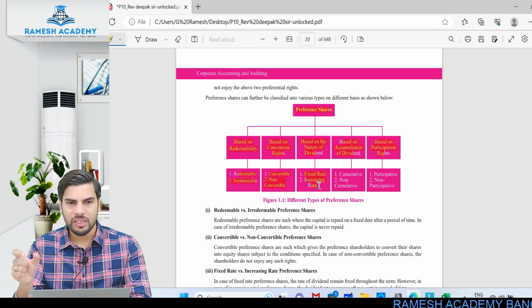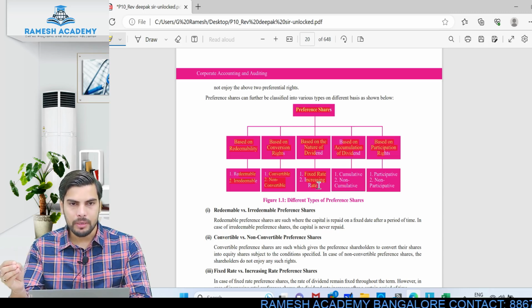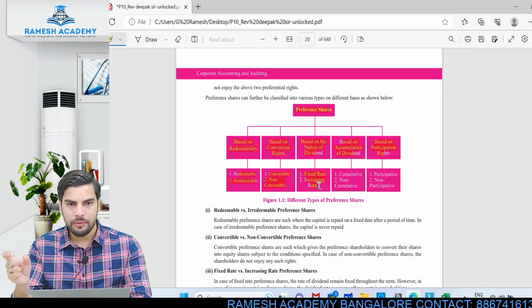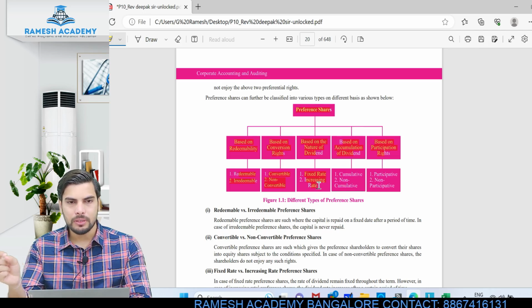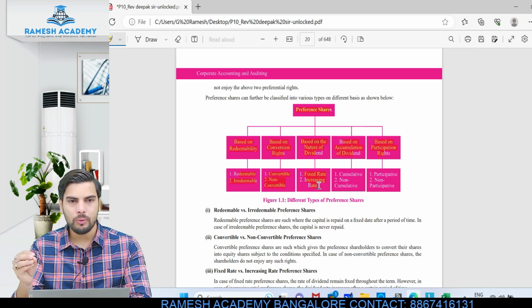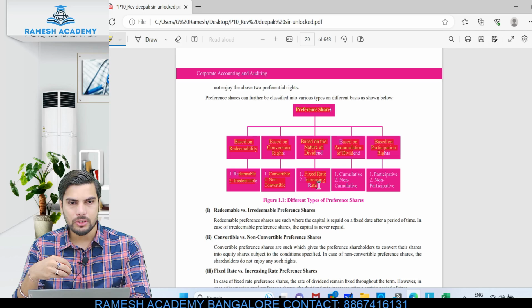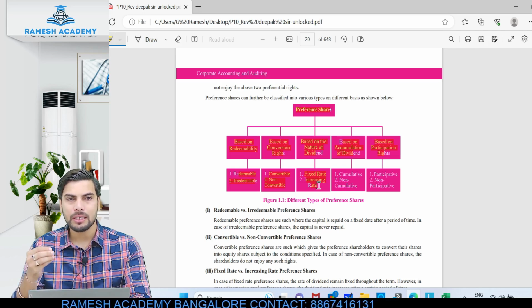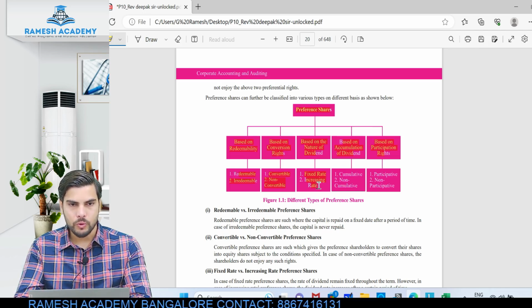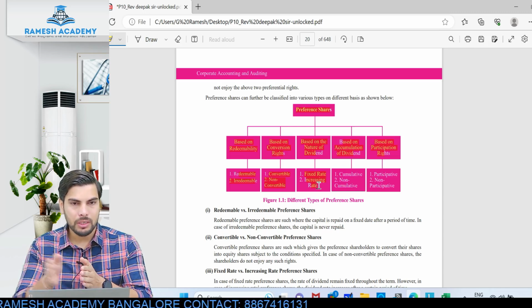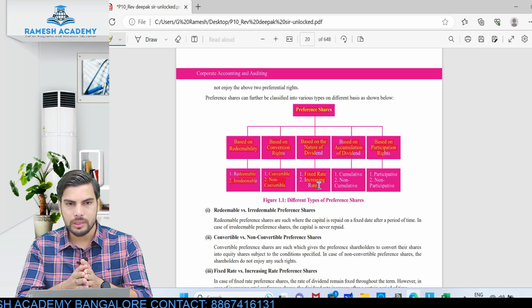When it comes to fixed rate, as the very name suggests, they'll be entitled to get some fixed amount of dividend irrespective of the profit I make. Now let's say a fixed dividend preference share, a 10% preference share. You guys would have heard about this, right? Any preference share will be prefixed by some percentage. Now what does that percentage represent? That percentage represents the dividend which we are supposed to pay. 10% preference shares, 12% preference shares, 15% preference shares.